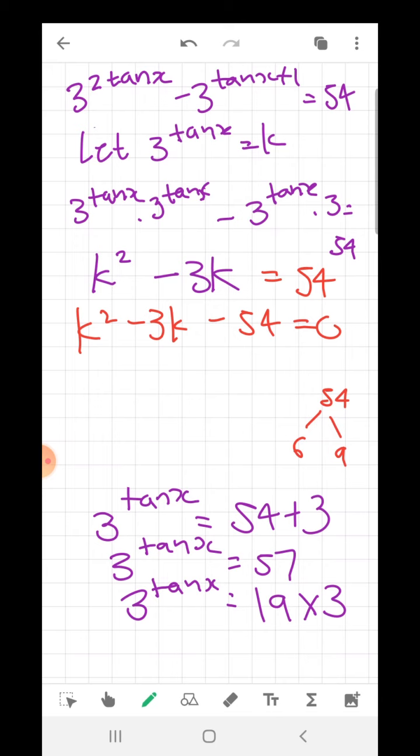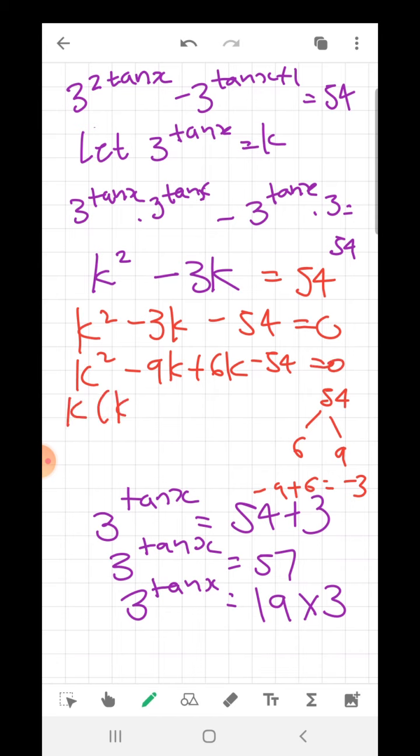Wait, let's double check that. 6 times 9, yeah, gives me 54. So if I say minus 9 plus 6, I'll get minus 3. So I'm going to say k squared minus 9k plus 6k minus 54 is equal to 0. Then we just do normal factorization. k minus 9, k plus 6, is equal to 0.